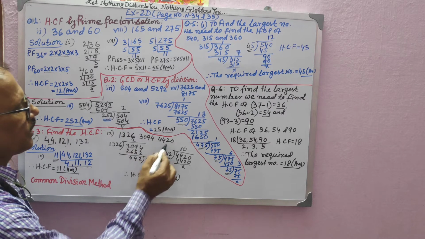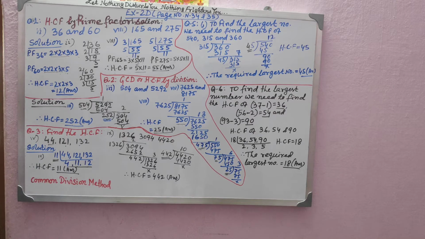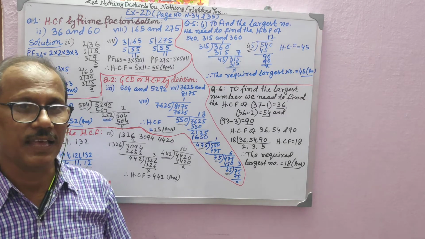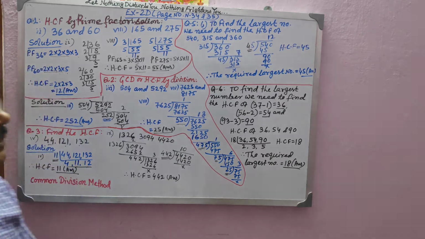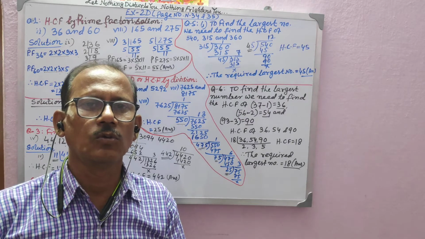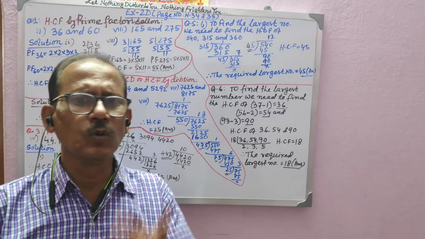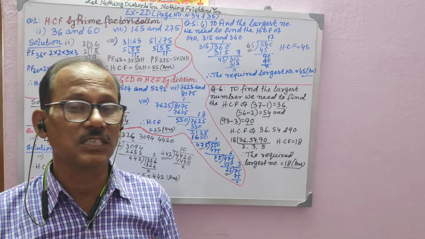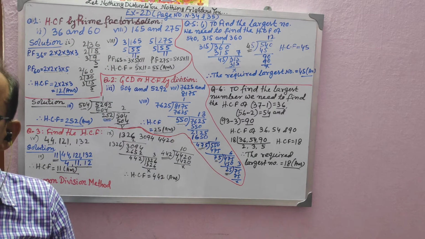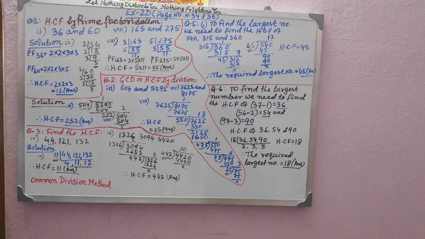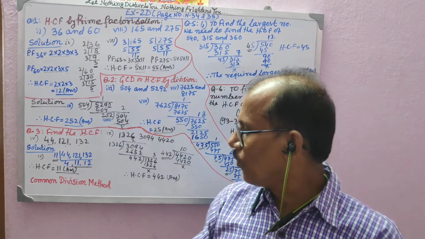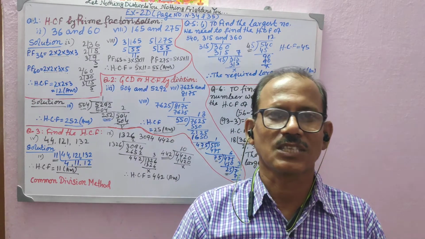Now, for these three numbers, I said you should know which procedure to follow where. If it is a small number, a two-digit number, and there are two numbers for which you have to find the H.C.F, you can go for prime factorization, it is easy. Could you understand? If there are three or four two-digit numbers, then you go with the common division method. That will take less time.